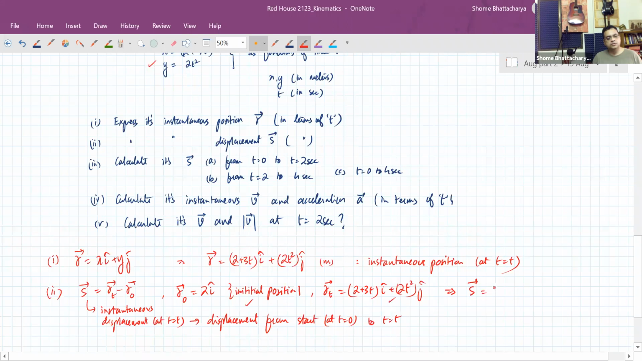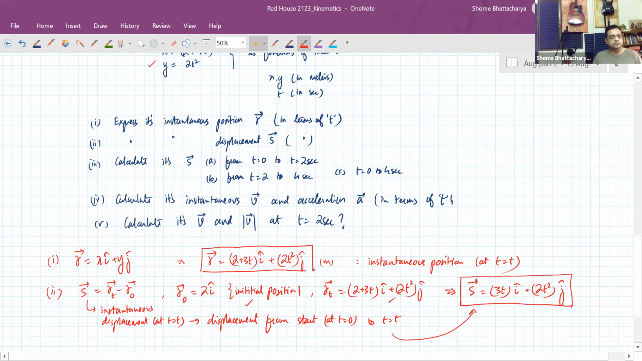So the displacement going from this initial position to this time t is the difference of these two. It will just become 3t i cap plus 2t square j cap. So this is our instantaneous displacement at some time t, that is, from the start of motion at t equal to 0 till some time t, how much displacement has happened. Whereas at some instant of time t, this is the position. Now just use these definitions and these two formulae to work out the third and fourth part yourself.